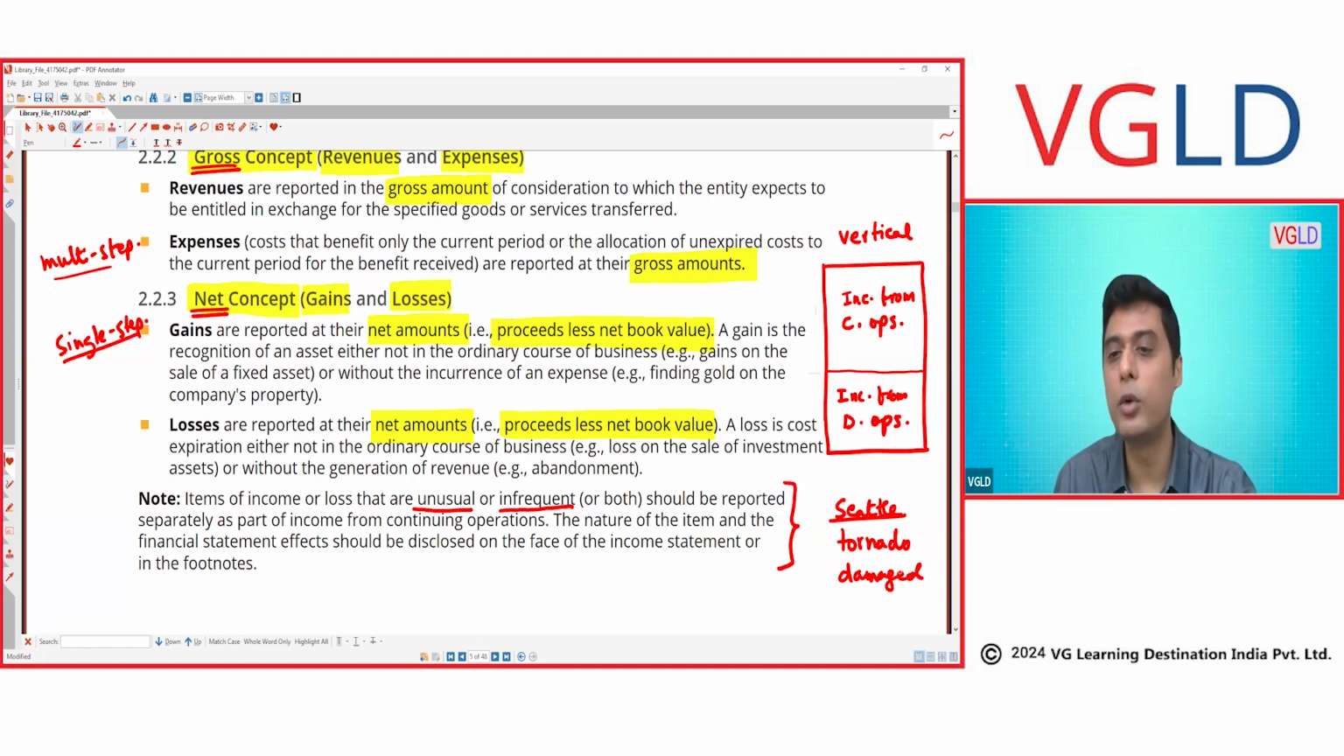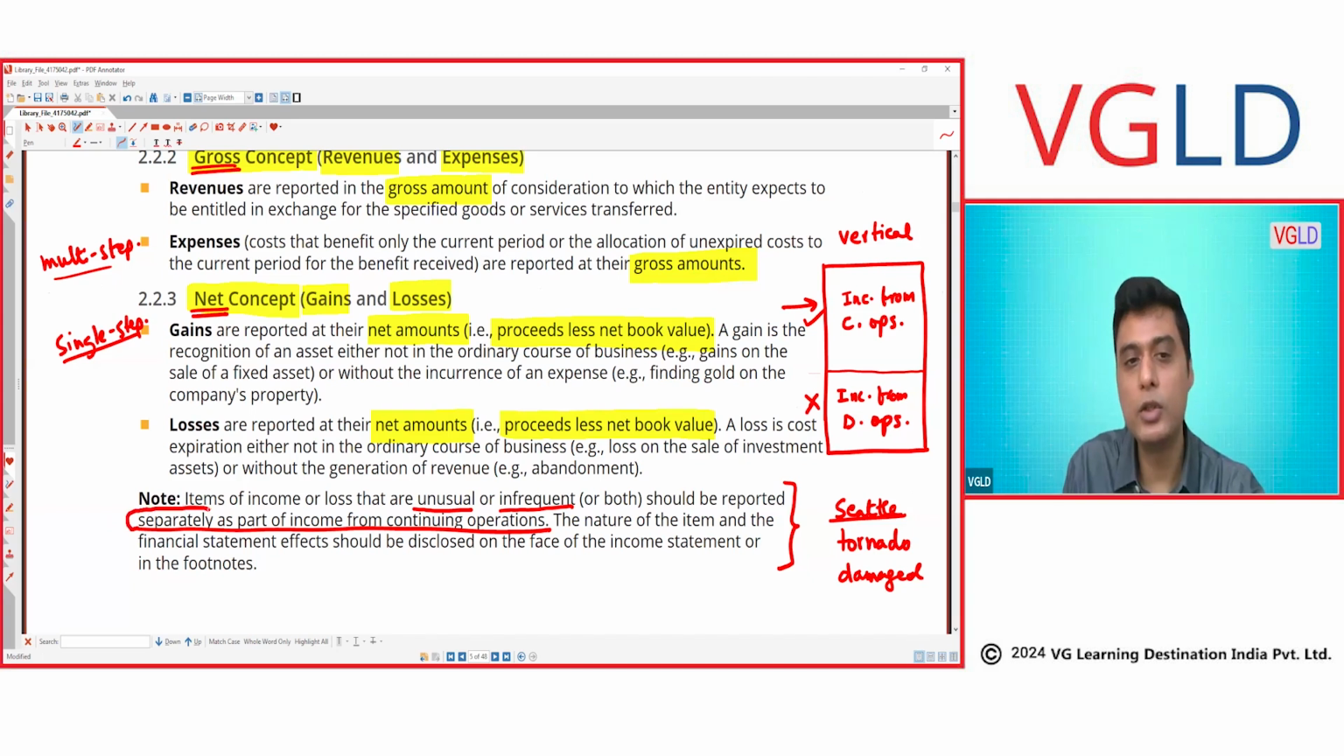Where will this loss be reported? Reported separately as part of income from continuing operations. That means it will be in the upper part of the income statement, not the lower part. We will show it separately, as a separate line item, but in the continuing operations section, because it is an unusual thing that has happened. It is unusual. And also it is infrequent.